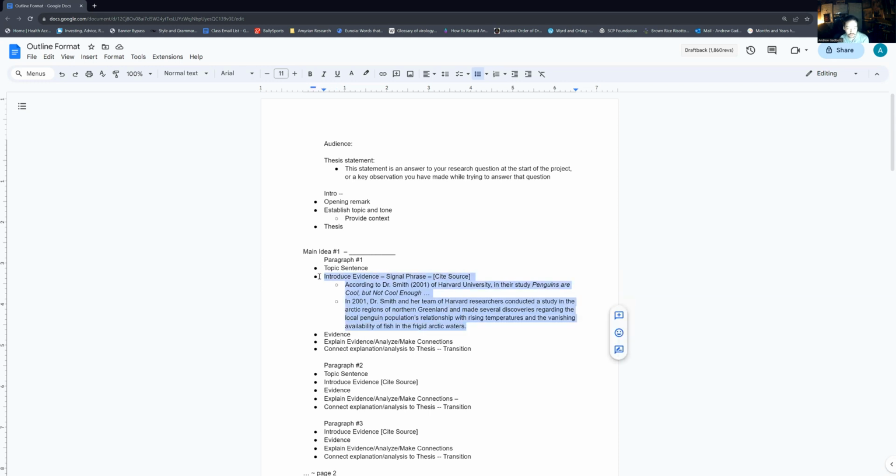So introduce your evidence before you give your evidence. So you introduce it, according to blah blah blah, and then you give the evidence. And this can be in the other half of this sentence, right, where you signal according to Dr. Smith, blah blah blah blah blah, and then 45% of penguins are experiencing difficulties finding fish, blah blah blah. So there's your evidence.